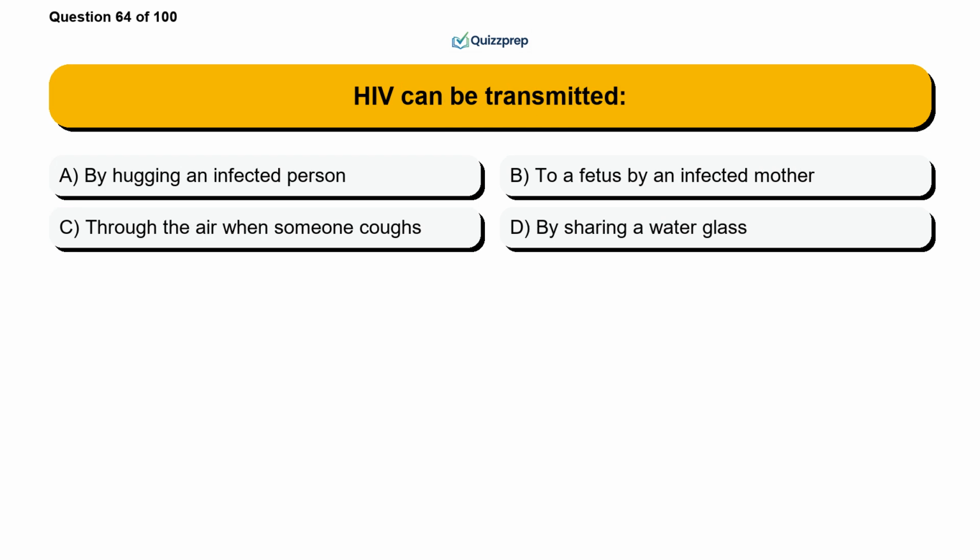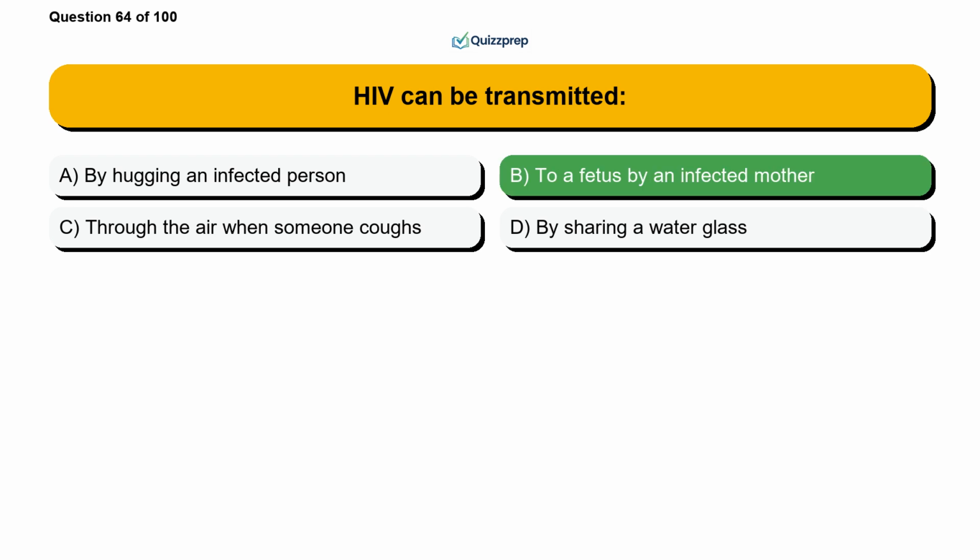Question 64. HIV can be transmitted. Option A, by hugging an infected person. Option B, to a fetus by an infected mother. Option C, through the air when someone coughs. Option D, by sharing a water glass. The correct answer is option B, to a fetus by an infected mother.